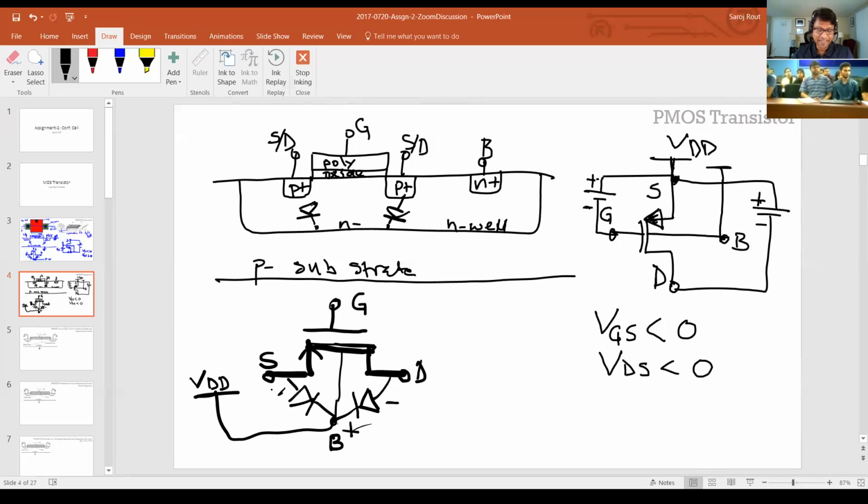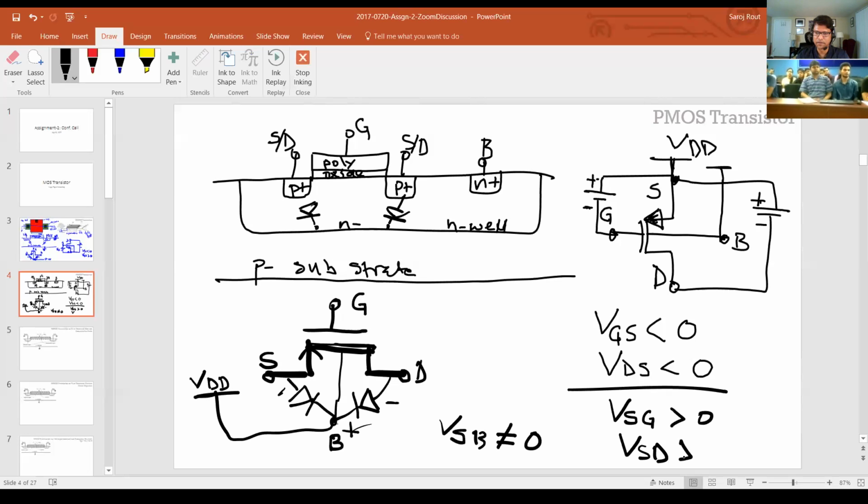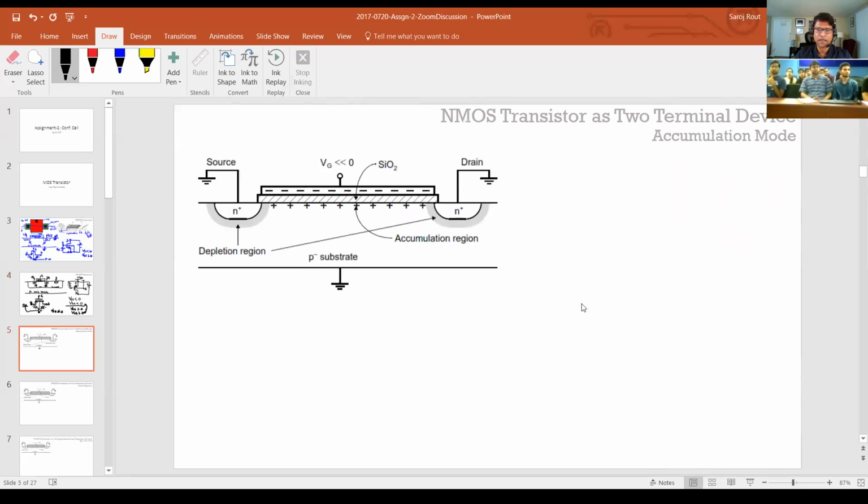Or it could get connected to the source. But if your V source to bulk is not equal to 0, then you have an effect on the threshold voltage, which I'll come to a little later. A lot of times you also write VSG greater than 0 and VSD greater than 0. You just reverse the polarities between these two. It's up to you how you decide. For the longest time, I actually preferred just writing the magnitude of it because it made it more clear. Okay, so now let's look at how the MOS transistor functions.